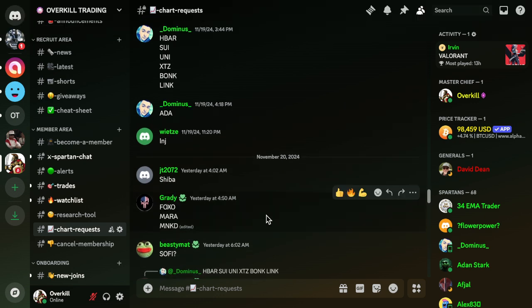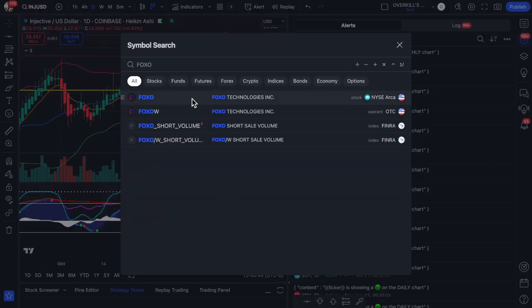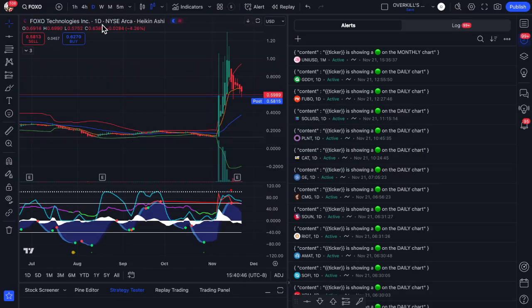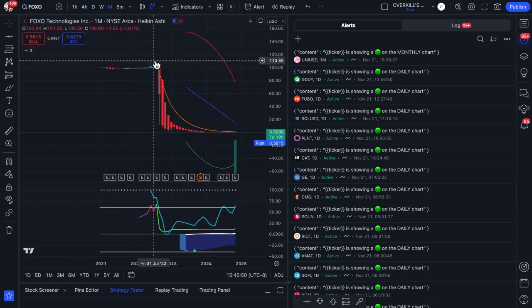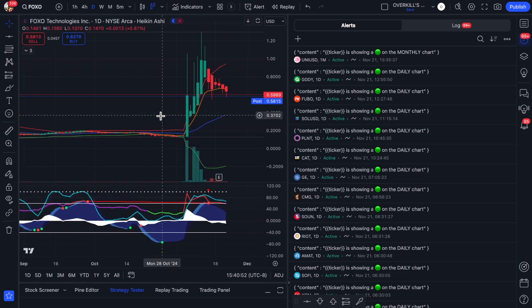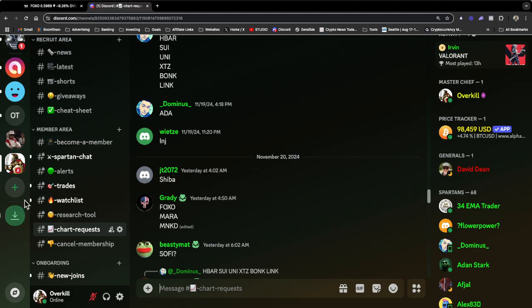Shiba, we covered. Foxo, F-O-X-O. Foxo Technologies, this is a new one. Looks like a penny stock. I don't know what happened there. That's ugly. But the daily's pulling back here. So again, wait on that green dot confirmation on this. Okay, it had a big move from 15 cents all the way up to $1.20. I wish you would have called that one out back here on the 6th. Foxo Technologies. Let's see what this thing is.